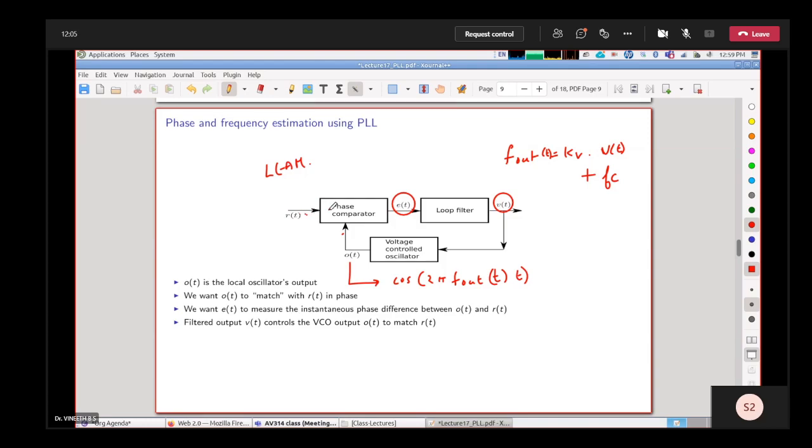And what this phase comparator does is it will compare the phase between RFT and this O of t. RFT is assumed to be a sinusoidal signal. It is sine of 2 pi fct plus phi t. Then this phase comparator will compare the phases between this and this. It will produce an error signal E of t. This error signal is filtered to give this V of t, which is used to control this voltage control oscillator in such a way that O of t's phase matches with R of t. This is what we want to achieve.